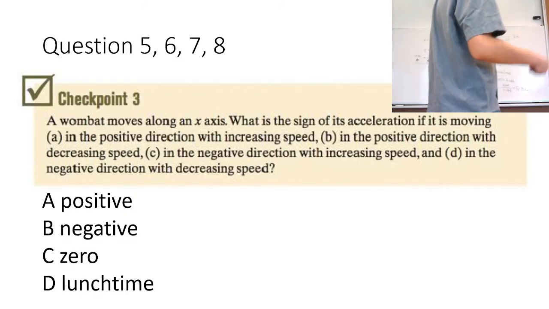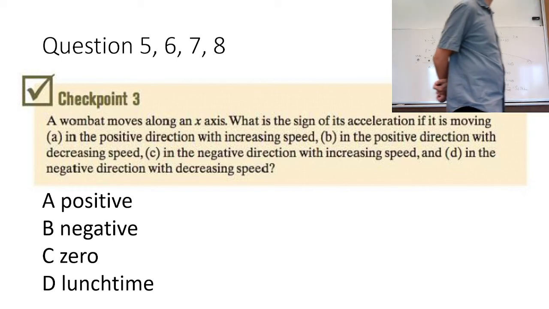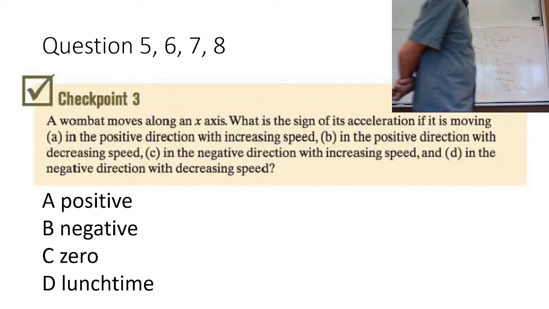All right, so let's do this one. A wombat moves along the x-axis. What is the sign of its acceleration if it is moving in the positive direction with increasing speed? All right, so it's moving positive and increasing in speed. Acceleration is positive, right? Yes, positive.